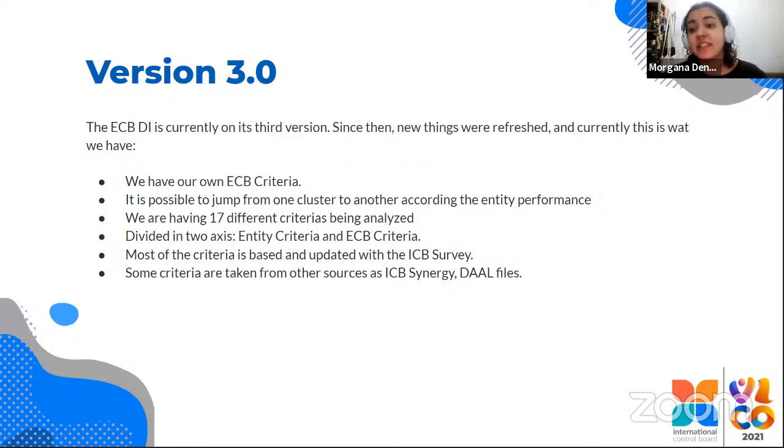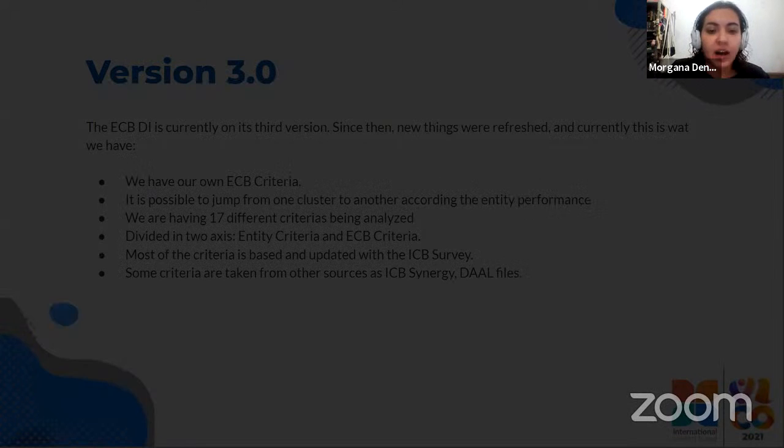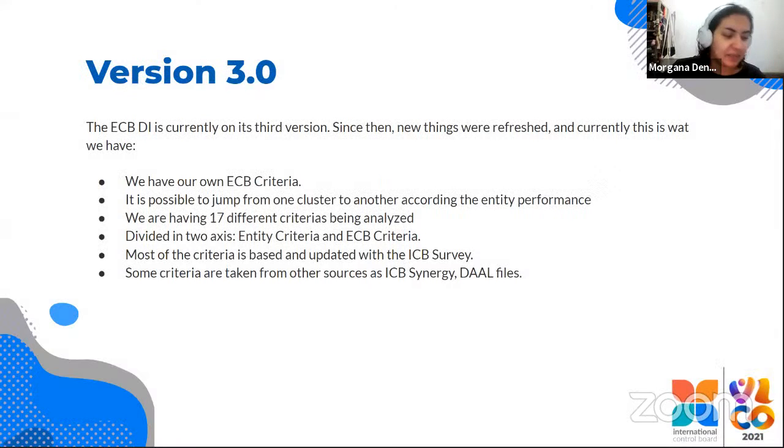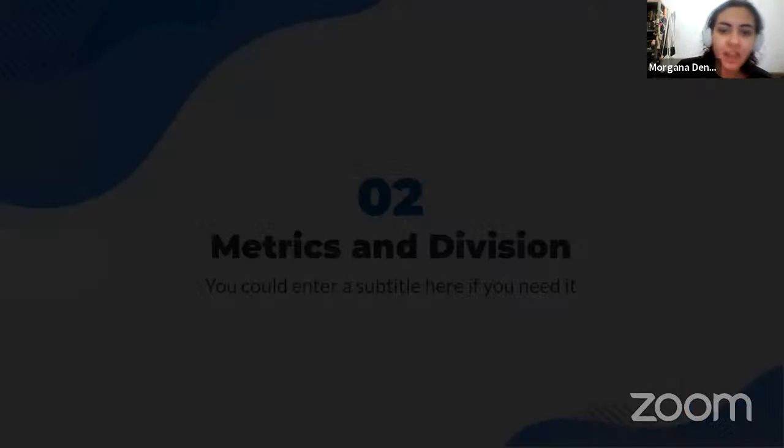We are basically dividing this into 2 axes, the entity criteria and the ECB criteria. Most of the criteria are based on and updated with the ICB survey. Some criteria are taken from other sources, such as ICB Synergy or DAO files. I know that's maybe a little too much information, but there's a lot of data that goes into DI. When you look into the sheet, it's easier to pinpoint where the issues are because we have the numbers, so it's much better translated.